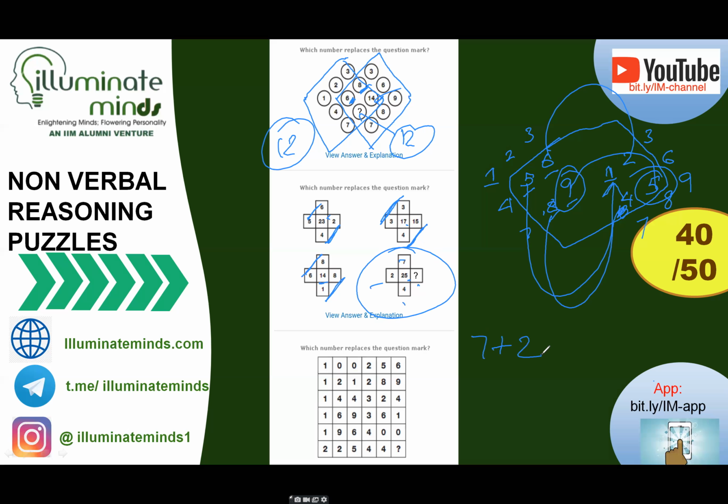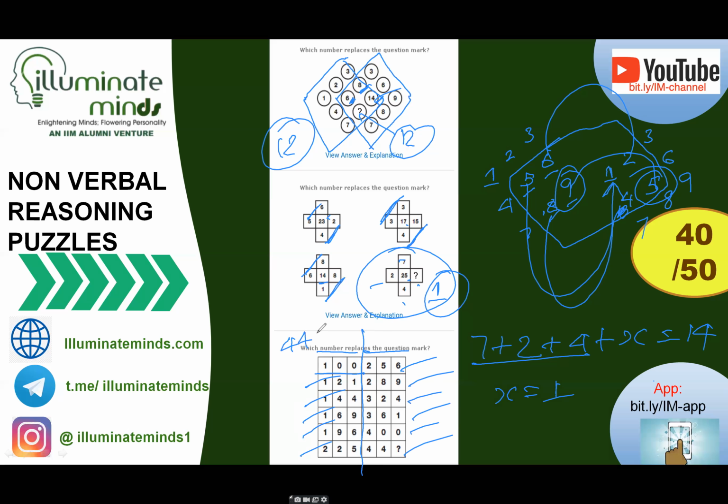So 7 plus 2 plus 4 plus x is equal to 14. 7 plus 2 is 9. 9 plus 4 is 13. So x should be equal to 1. The correct answer is 1. Let's move to the third one. Third one also, if you look, you need to look very careful in this. This is an easy question. If you divide this vertically into two parts, now you can see this is 10 square, 11 square, 12, 13 square, 14, 15, 16, 17, 18, 19, 20, 21. The correct answer is 441, which is, so which number will replace the question mark? Answer is 1. I hope it's okay, guys.